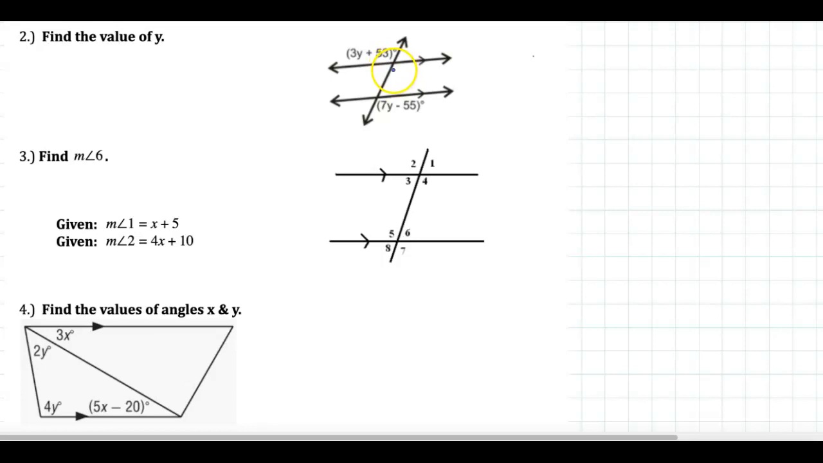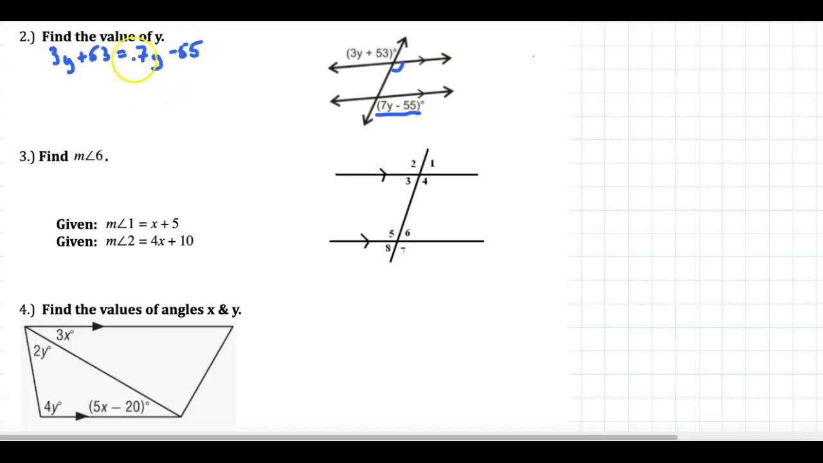3y plus 53, it's because these are vertical angles, you could say, oh, it's equal to that, and then, oh, it's equal to this angle here, because they're corresponding. Or you could say they're alternate exterior angles. Anyway, regardless, they are equal. So 3y plus 53 is equal to 7y minus 55.